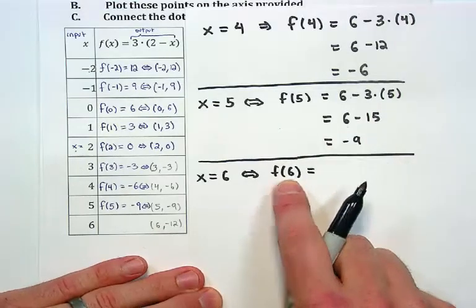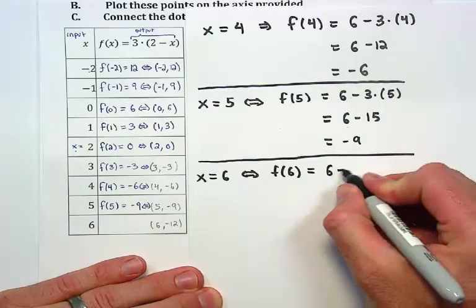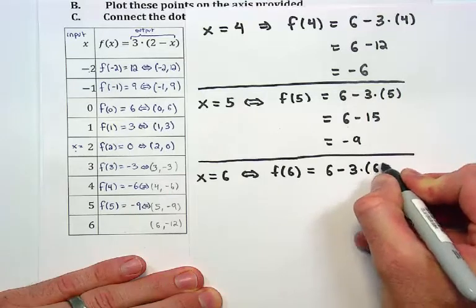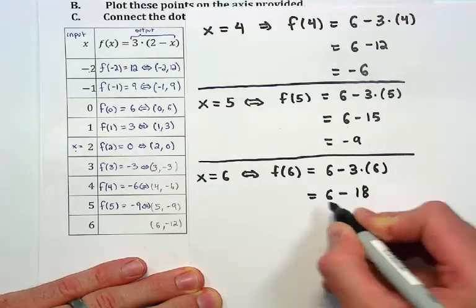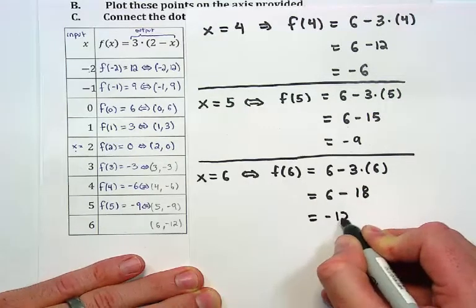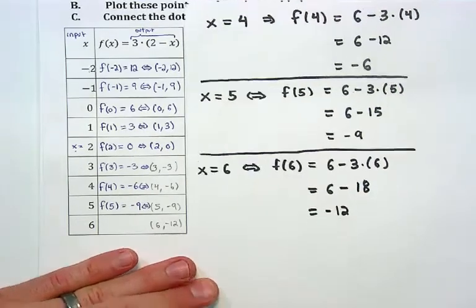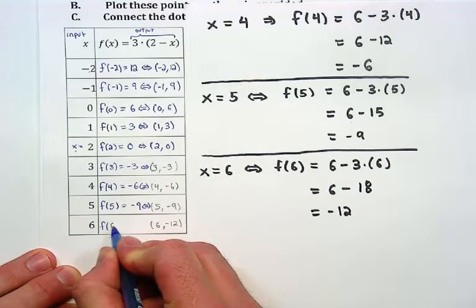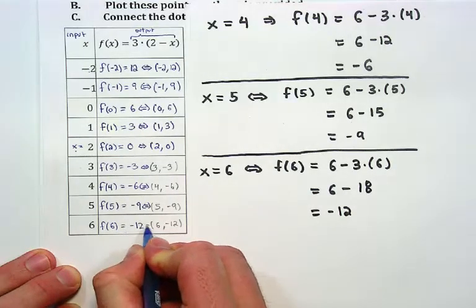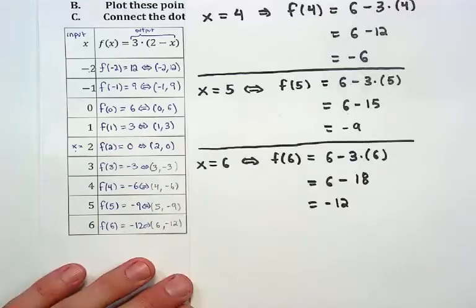Now we're going to drop in a 6 everywhere we see an x. 3 times the value 6. We know that 3 times the value 6 is 18. We know that 6 minus 18 is -12. In other words, f of 6 is -12. This is exactly what we wrote in ordered pair notation.